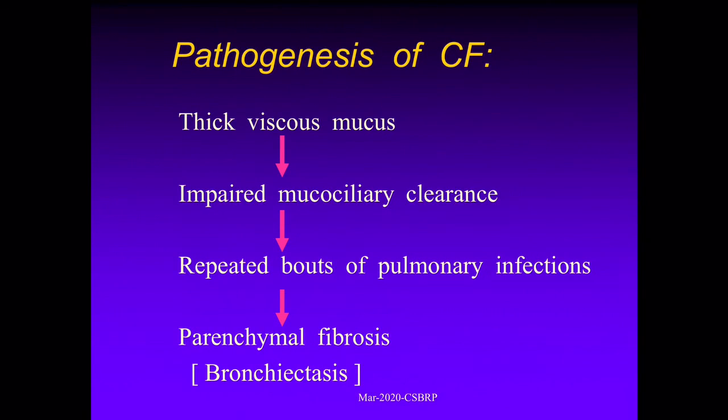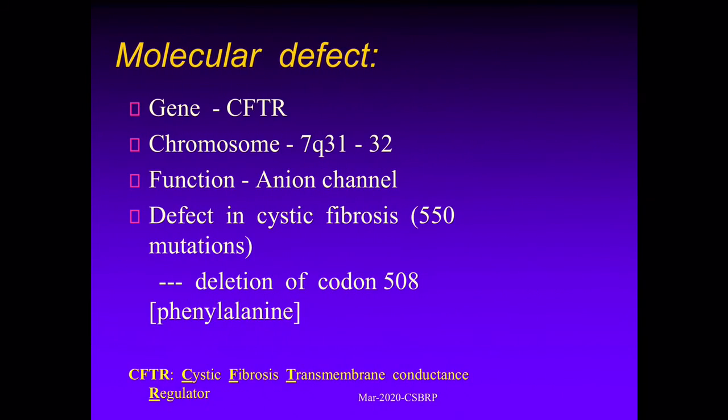In the pathogenesis of cystic fibrosis, thick viscous mucus and impaired ciliary clearing result in repeated bouts of pulmonary infection and parenchymal damage, with the resultant fibrosis and pulling of the tracheobronchial tree because of this fibrosis, and dilatation, which we will call bronchiectasis.